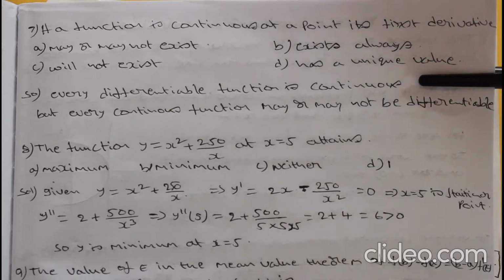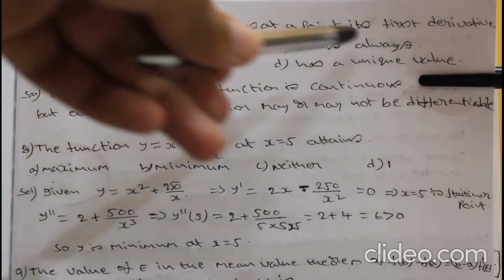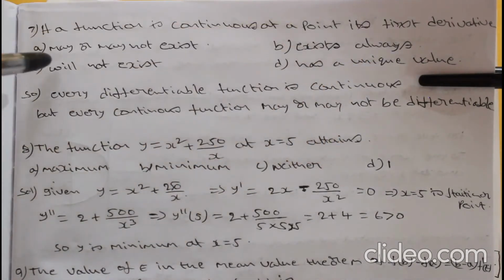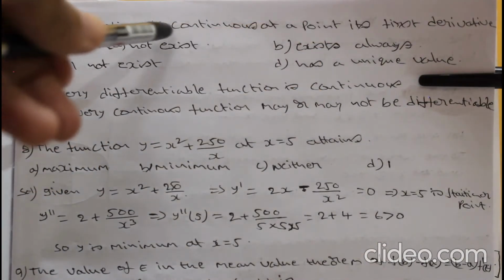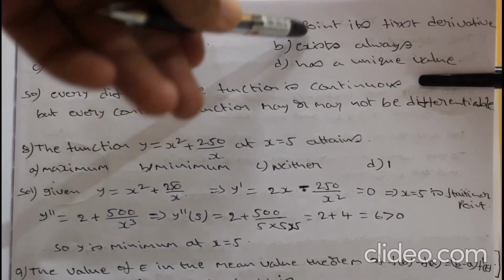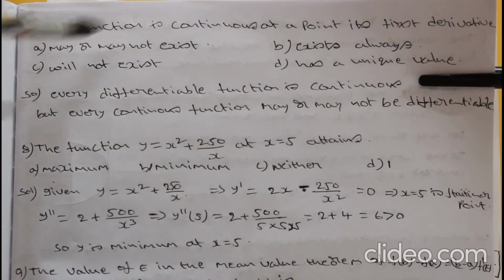Now look at question number 7. This is very important, friends. If a function is continuous at a point, its first derivative, this is a basic concept on continuity and differentiability, friends. So this is very important. If a function is continuous at a point, its first derivative may or may not exist.